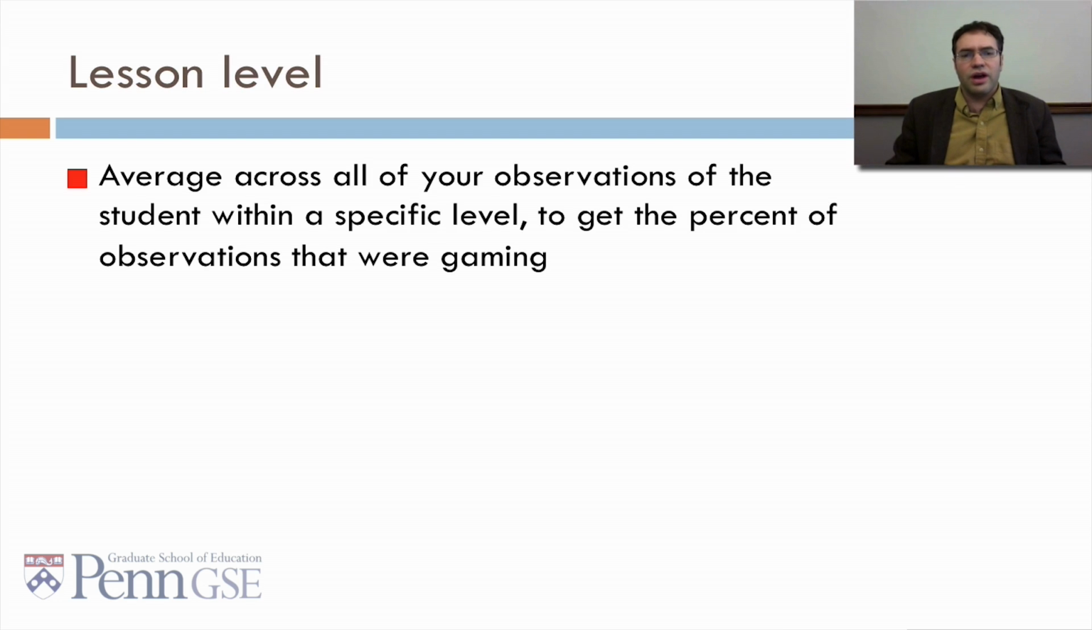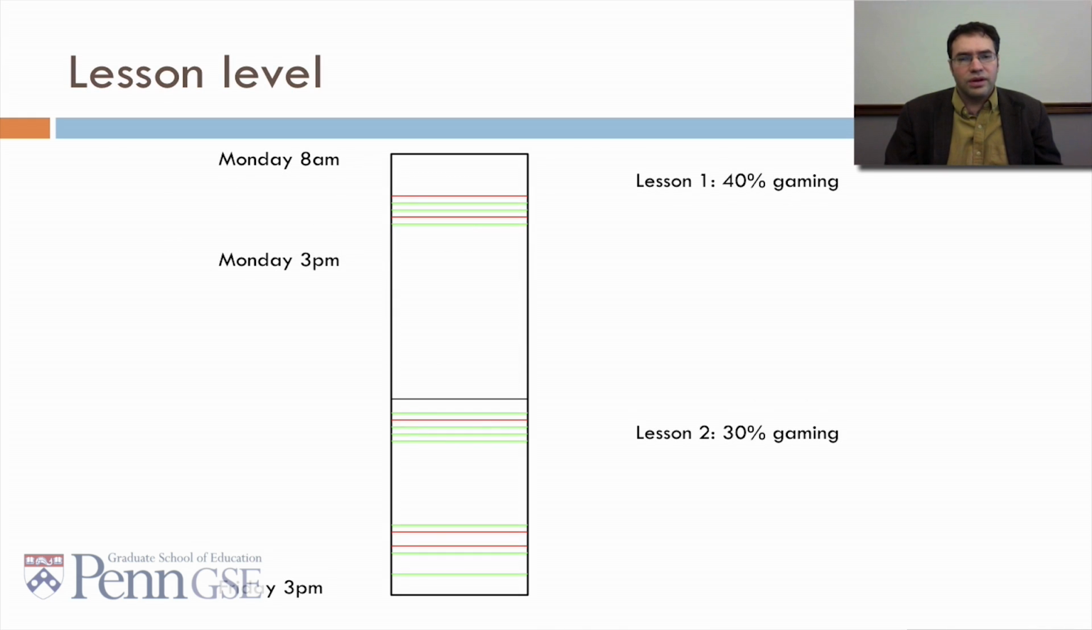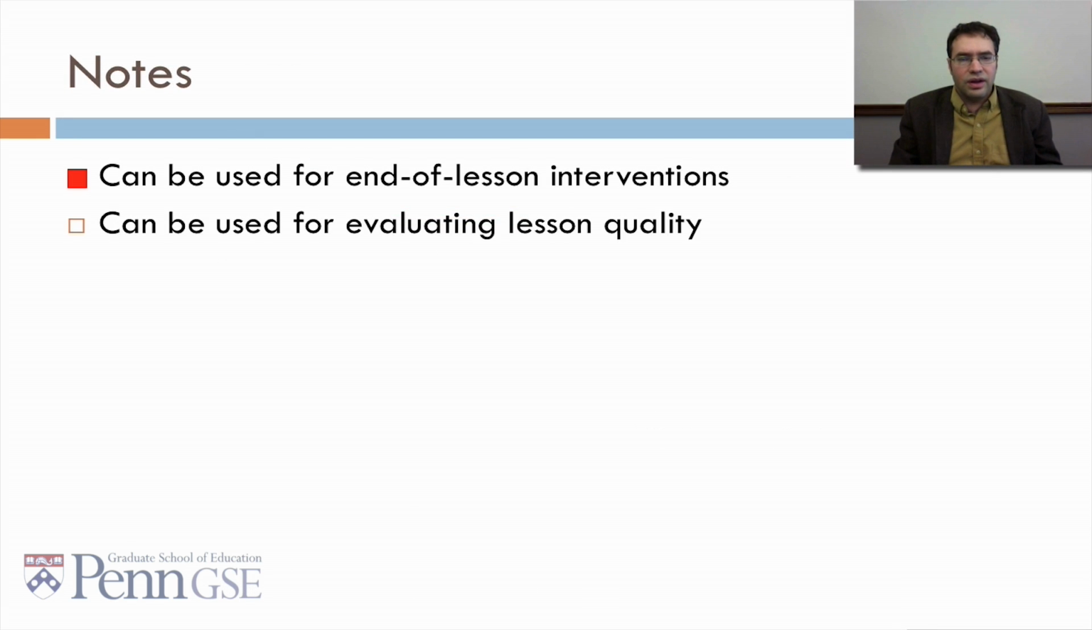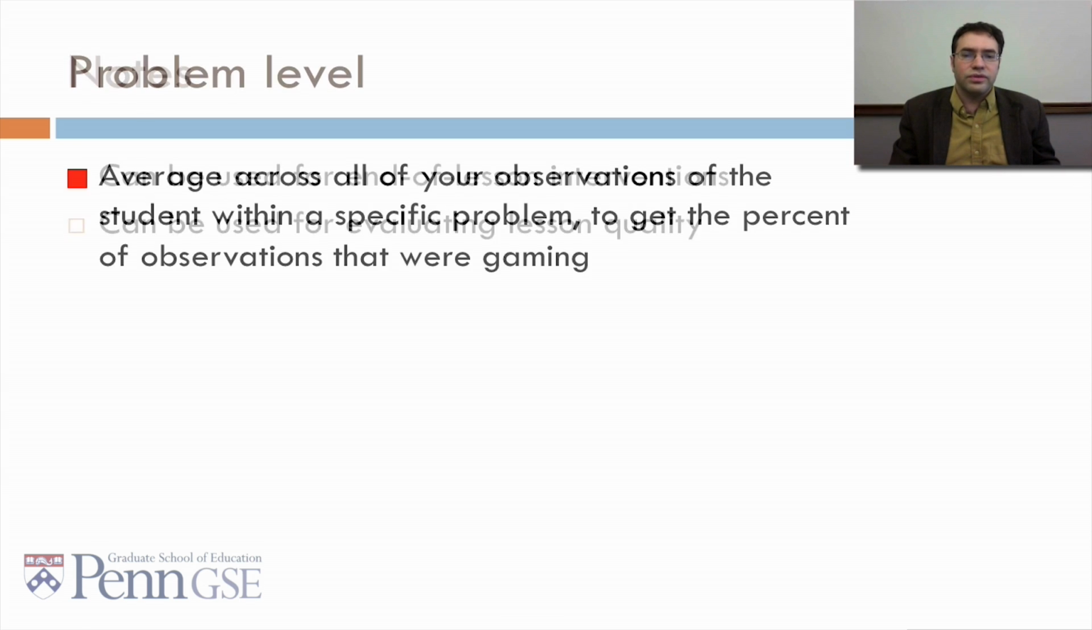A third level you can aggregate at is a lesson level, where you average across all your observations of the student within a specific lesson to get the percent of observations that were gaming. In this case, we might say lesson 1 is, you see the black line in the middle, lesson 1 is 40% of the time, and lesson 2 is 30% of the time. This can be used for end-of-lesson interventions, and it can be used for evaluating lesson quality, both of which are common things that people might want to do.